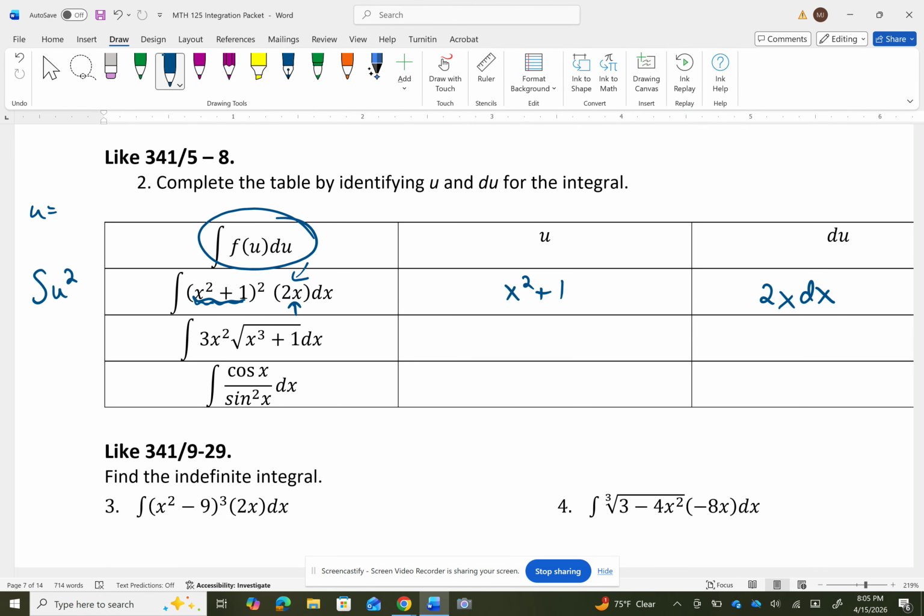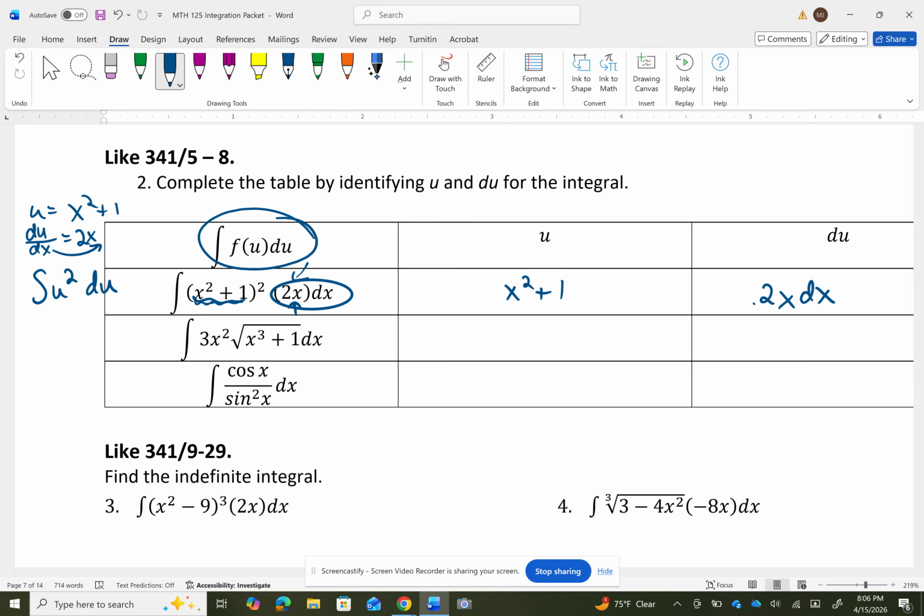Okay, so that u on this one would have been the x squared plus 1, and the derivative of u with respect to x would have been 2x. So I could move that dx over, and du would have turned out to be 2x dx. So that means that 2x dx could be replaced with du. And then that's an easy thing to integrate. That's kind of the idea of what we're going to do in a moment.